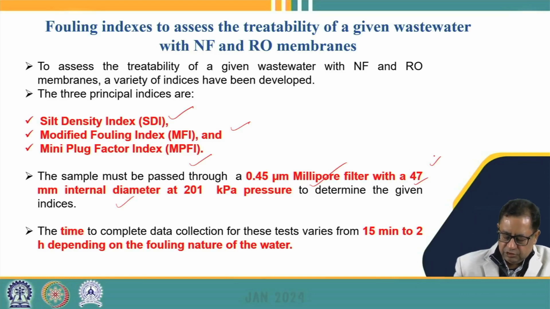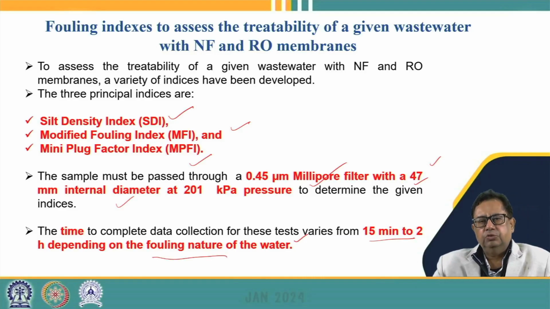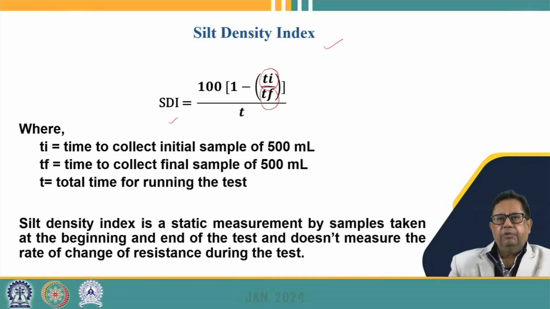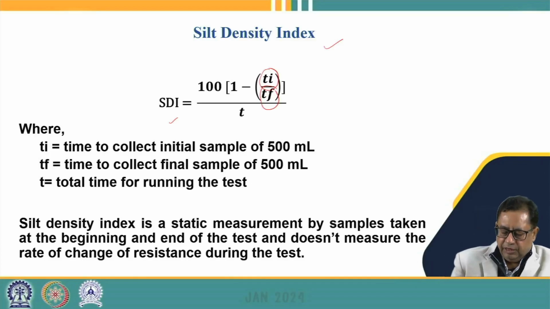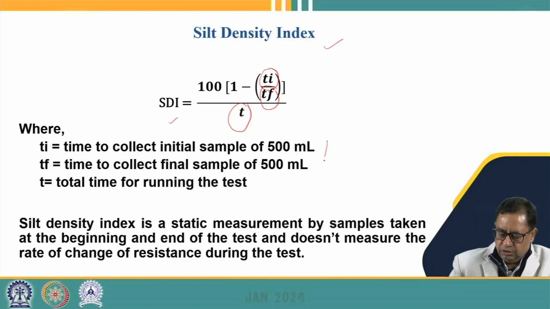The time required for the collection of data varies from 15 minutes to 2 hours, depending upon the nature of the water, that is, how much fouling it can create. Depending upon that we can choose a suitable time. The silt density index is defined as 1 minus the ratio of the initial time to collect the first 500 ml of sample, Ti, divided by the final 500 ml sample collection time, Tf, into 100, divided by the total time for which the filtration has happened. This is how the test is done.